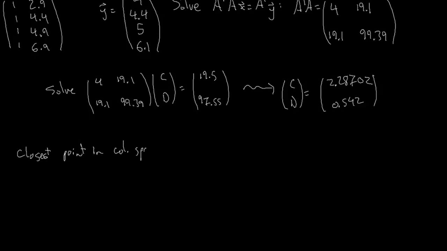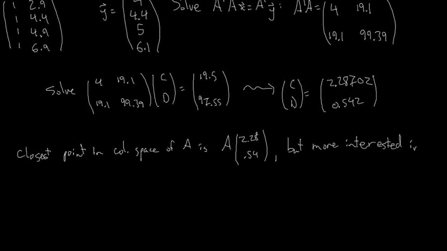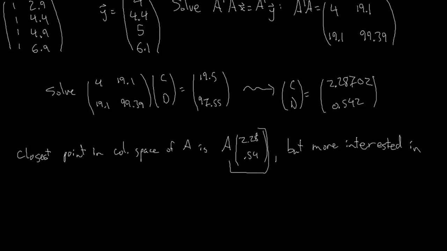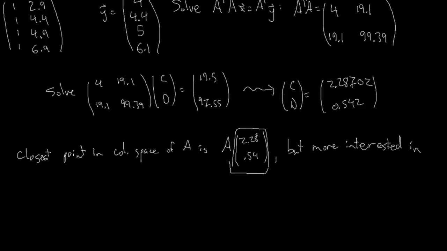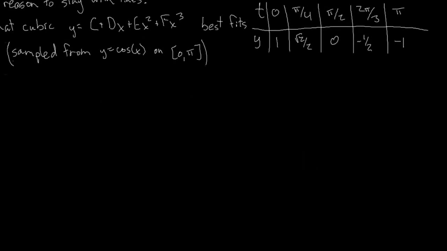So, the closest point in the column space, which was the original question I asked, it looks like A times that, 2.87, 0.54. A times that. I don't really care very much what the actual closest point is, since my data vector wasn't in the column space of A. I'm more interested in the vector that A takes to that closest point. That's the least squares solution.